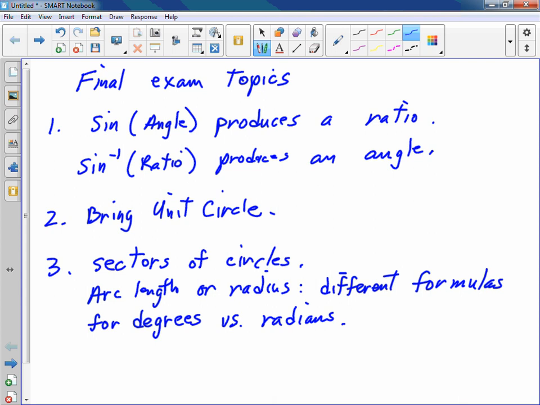We're going to have amplitude, period, phase shift, horizontal shift, vertical shift, all of that stuff. But I think we've been through that quite a bit.